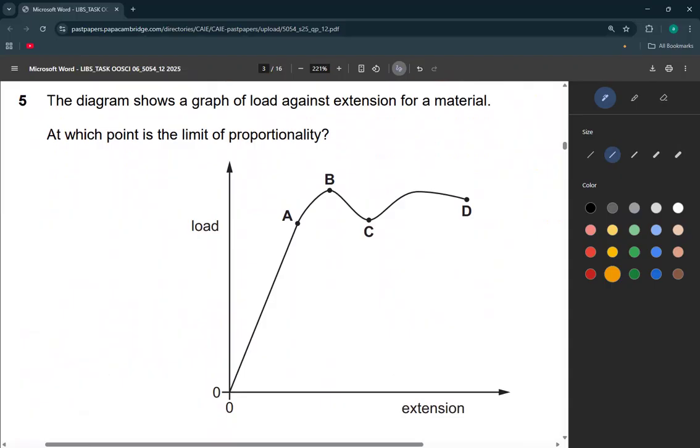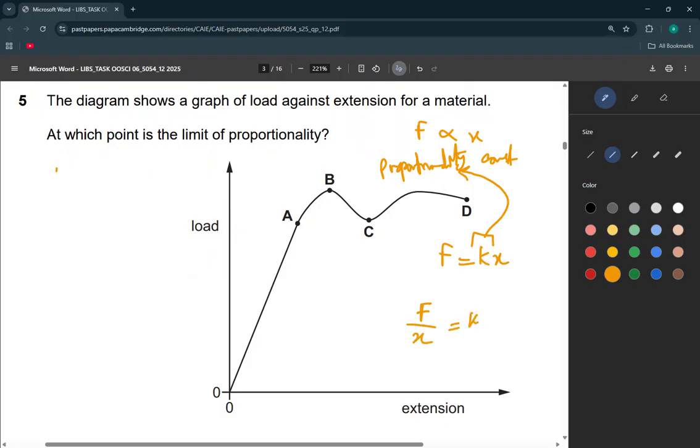Okay, the diagram shows a graph of load against extension for a material. At which point is the limit of proportionality? So basically, force and extension are directly proportional to each other. And F equals to Kx. K is the proportionality constant. Right? So basically, F over X equals to K.